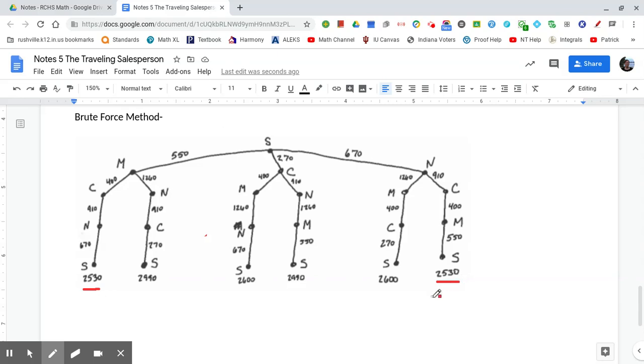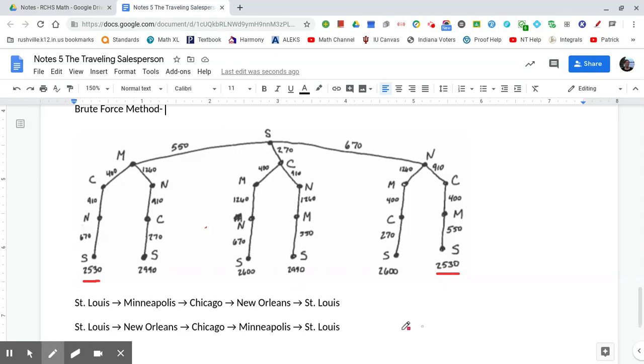So let me go ahead and list out those circuits. Those two circuits of lowest weight, of lowest cost, it was going from St. Louis to Minneapolis to Chicago to New Orleans to St. Louis. And the other one was going St. Louis to New Orleans to Chicago to Minneapolis to St. Louis. Hopefully you see it's just the same circuit.